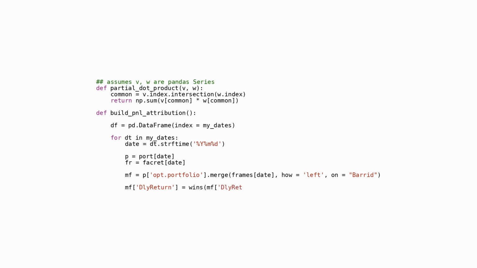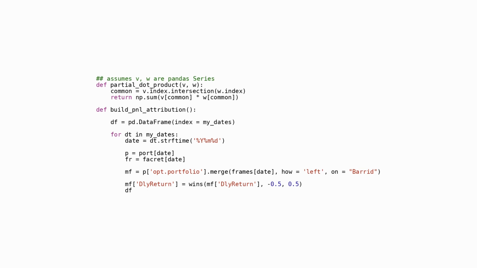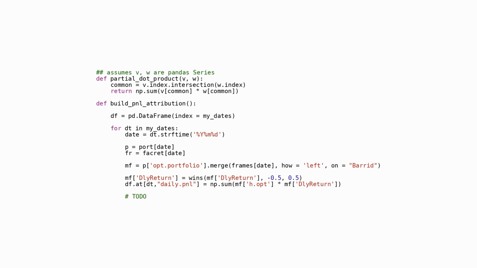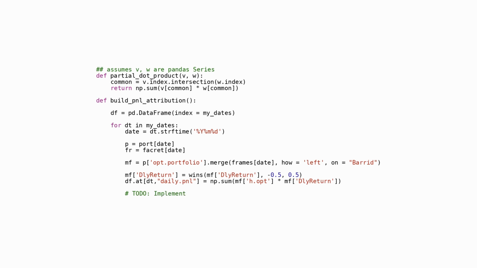3. It calculates the daily P&L by multiplying holdings, h.opt, by daily returns, daily return, and sums them up for the given date. 4. Then, the function aims to create separate attributions for the P&L, splitting it into alpha value derived from the model's predictions, risk, exposure to systematic risk factors, and cost associated with maintaining and rebalancing the portfolio.